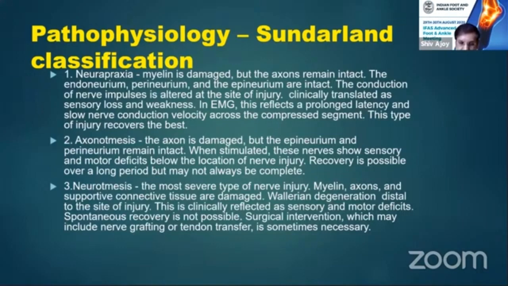So this is the surgical intervention. In these cases, surgical intervention is needed in the form of nerve graft or tendon transfers. So this is the clinical significance.